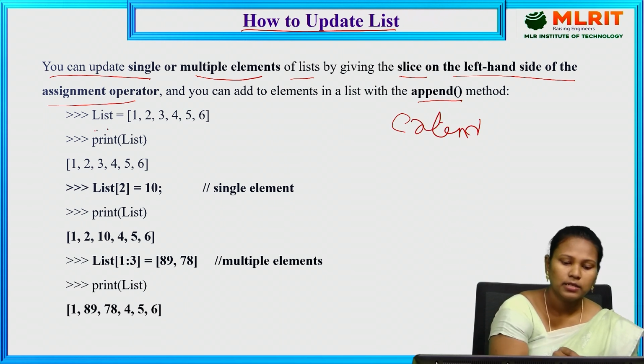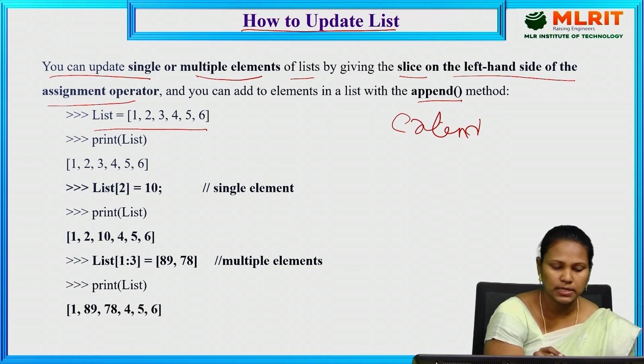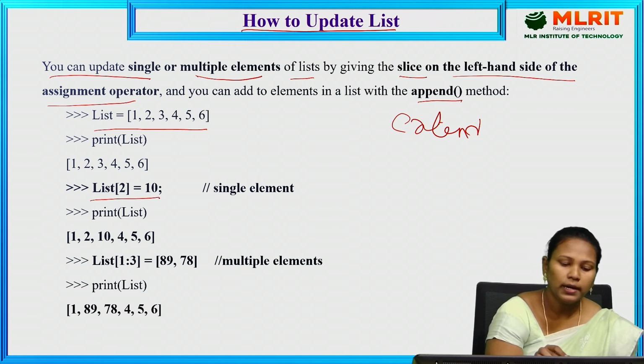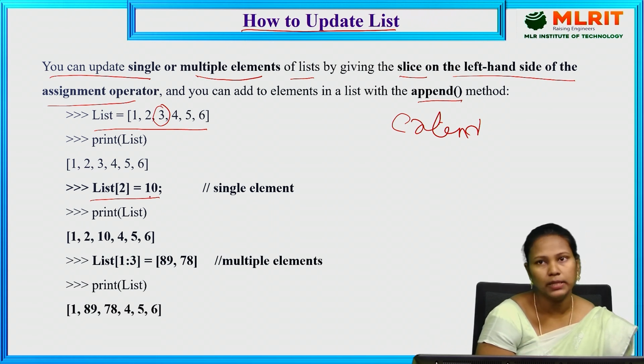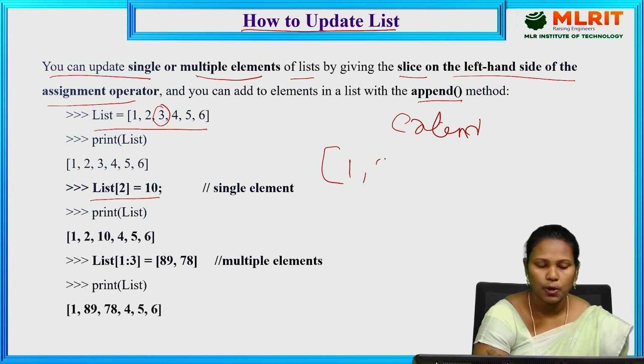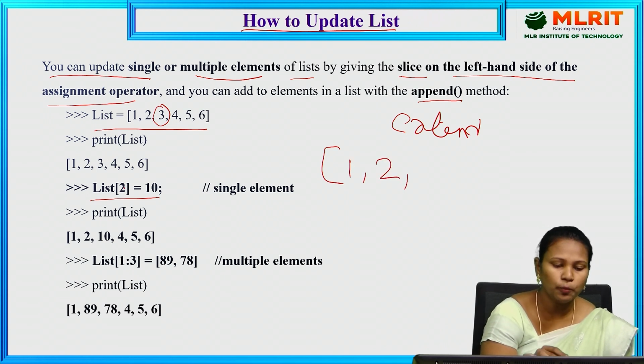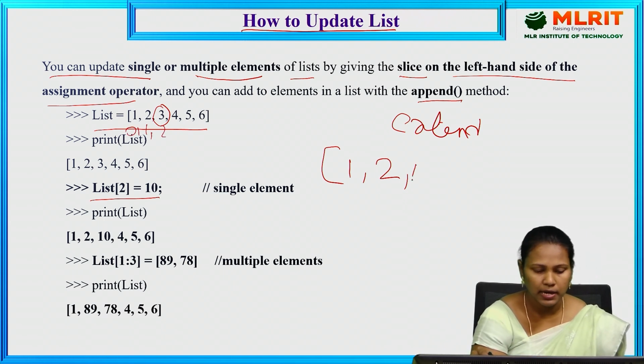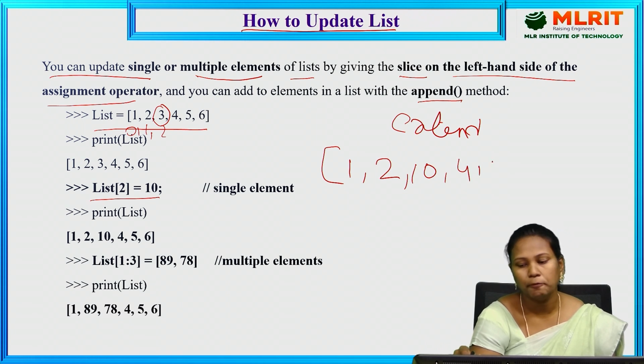See here, the list contains elements 1 to 6. I am updating a value. List of 2 equal to 10. Already list of 2 is 3, so in place of 3, I am replacing it with 10. That means I am updating the value. Now the list is 1, 2. List of 2 means the index starts from 0, 0, 1, so the value at index 2, in place of 3, we are updating with 10, 4, 5, 6.